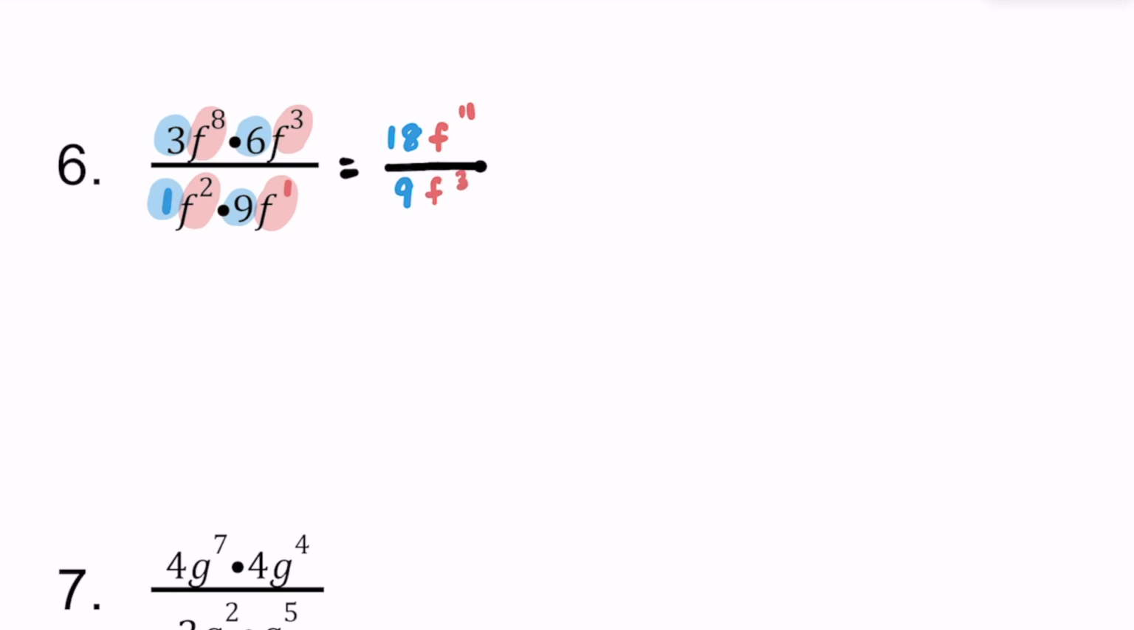Okay. Now let's go ahead and see if we can clean this up more. Let's see, we have 18 over 9. What's the GCF of 18 and 9? I think it's just going to be 9. So we can divide these both by 9. If we go ahead and do so, what's 18 divided by 9? That's going to be 2. And then 9 divided by 9 on bottom is going to be 1.